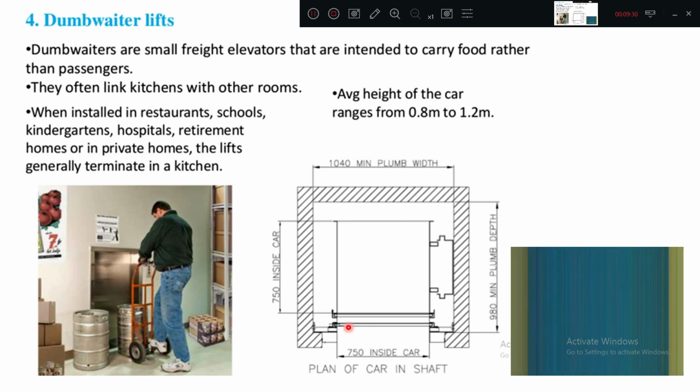Okay. So you can see whether it is a plan. Yes, it is a plan. So this is the wall. Where is the car? Here is the car, inside car. This is A and B dimension. This is D and E dimension. Okay. So they are given 1.0, 0.75. Here it is also 7.5. Okay, and 980.